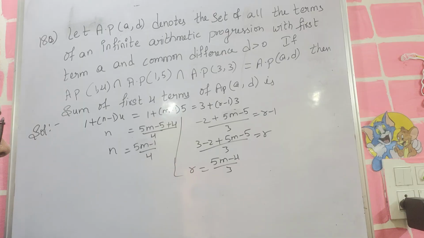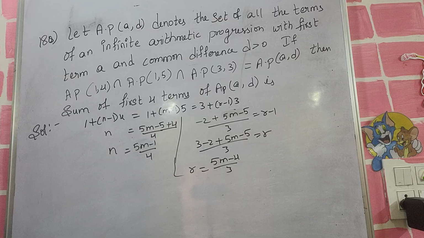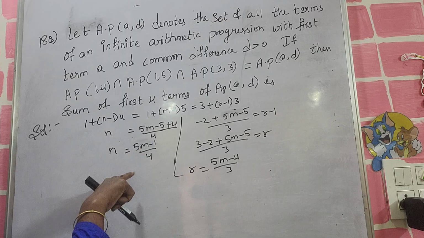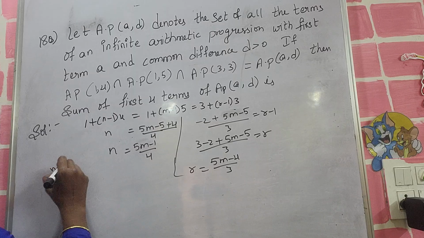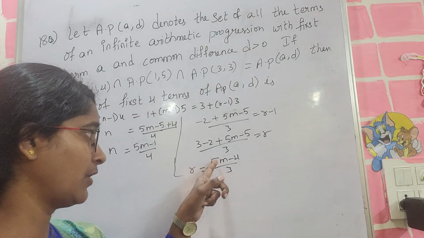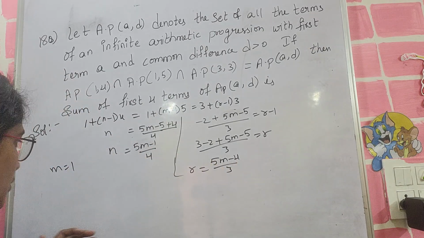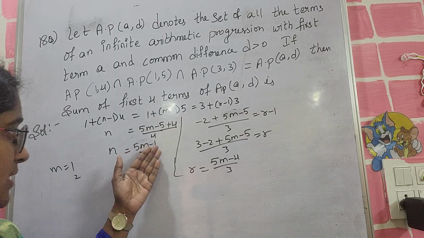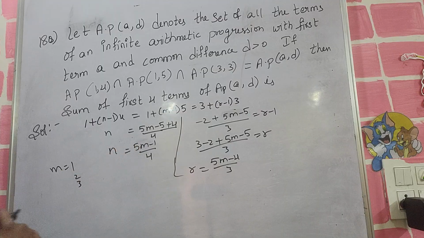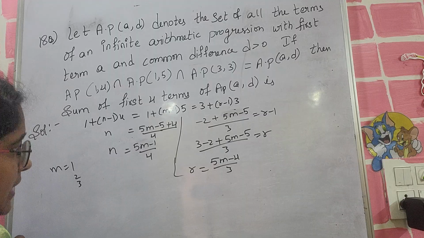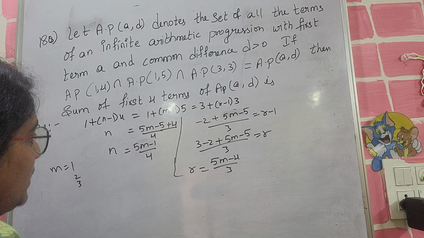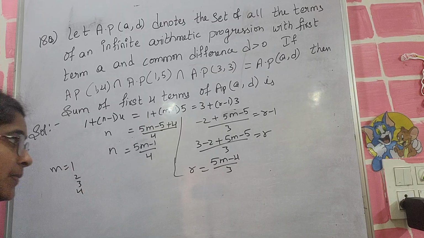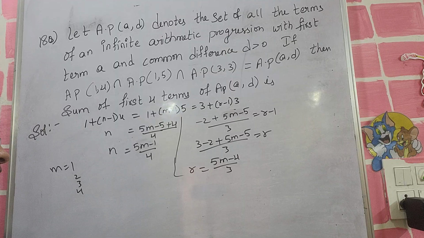Now we'll compare these two and find the value of m. If I substitute 1 here: 5 minus 1 is 4, divided by 4 is okay, so 1 works here, but for r, 5 minus 4 is 1 by 3, no. If I substitute 2, 10 minus 1 is 9, no. If I substitute 3, 15 minus 1 is 14, we can't cancel it. Then 4: 20 minus 1 is 19.